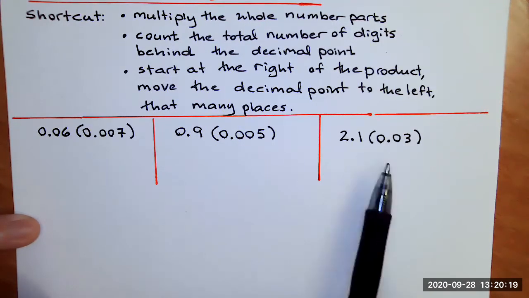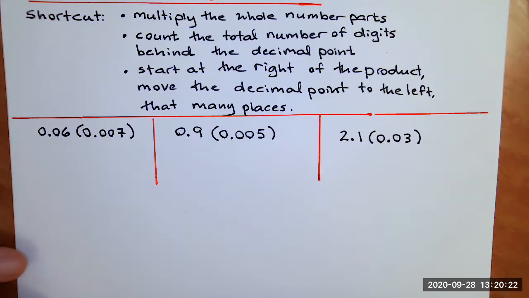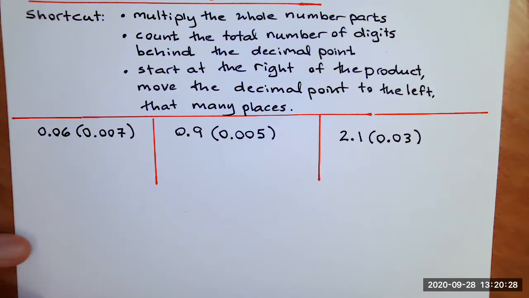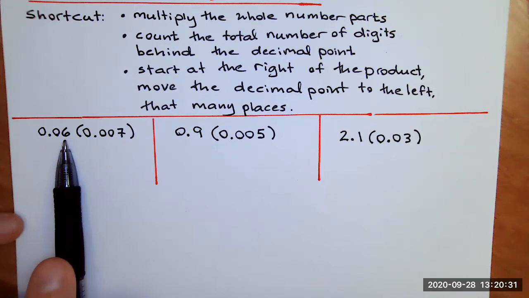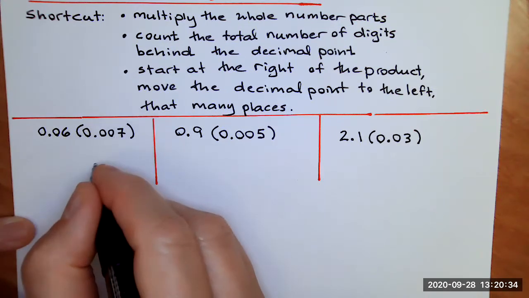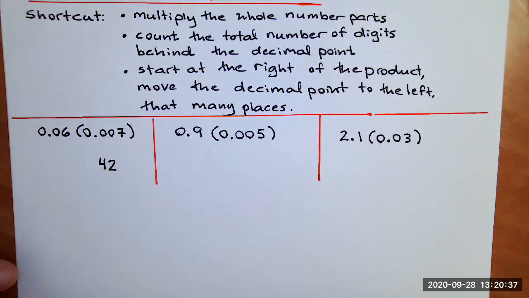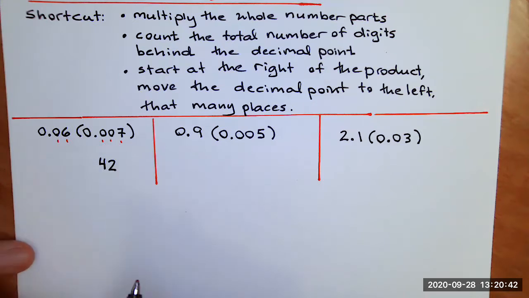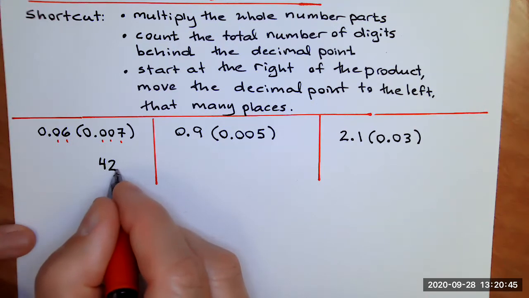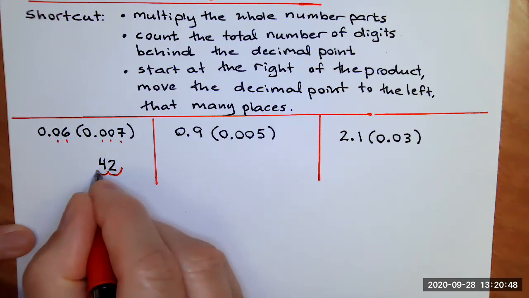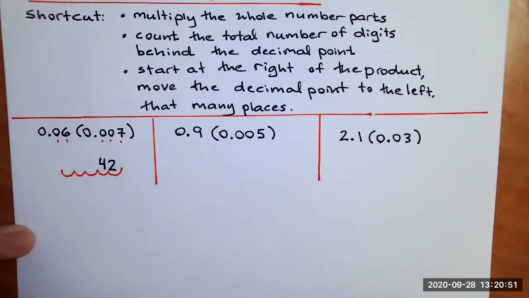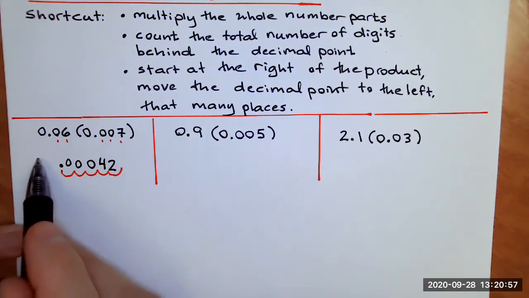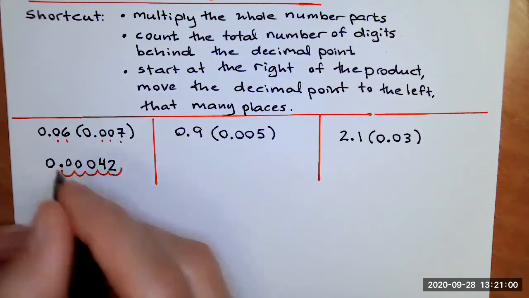All right, let's try these 3 first. And if you want, you can hit the pause button, try them on your own, and then just check it with me. All right, so we have 6 times 7, which is 42. And you count 1, 2, 3, 4, 5 digits behind the decimal point. So we start at the right and we move left. 1, 2, 3, 4, 5 places. Remember, if there's nothing in front of your decimal point, you can put a 0 as a placeholder.